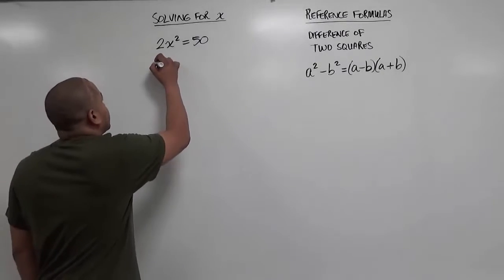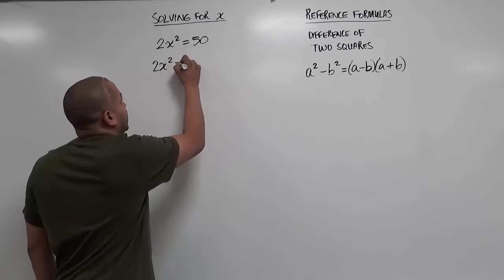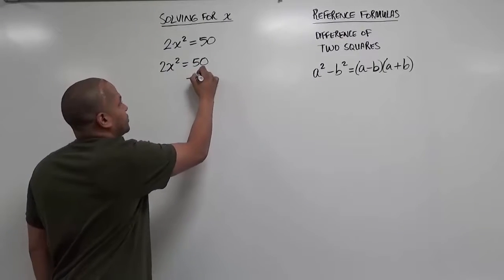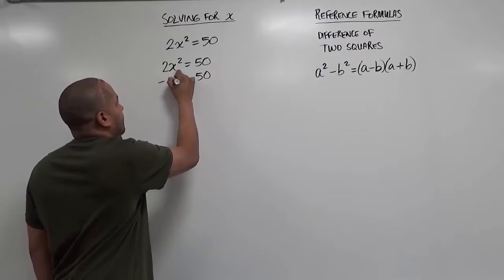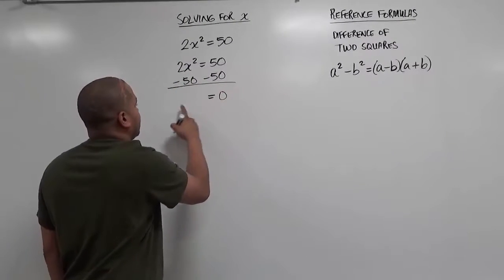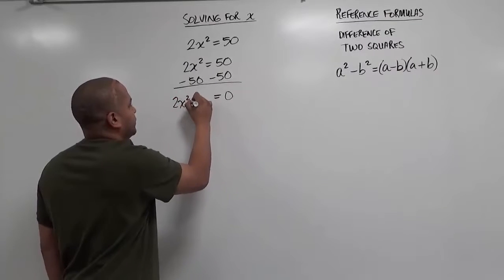So here we go. First we're going to take the 50 from the right side of the equation and move it over, transpose it by using the additive inverse. We'll subtract 50 from both sides. And here these two 50s will add up to 0, and on the left hand side we'll have 2x squared minus 50.